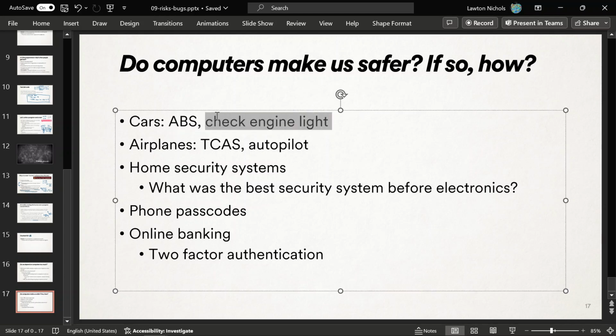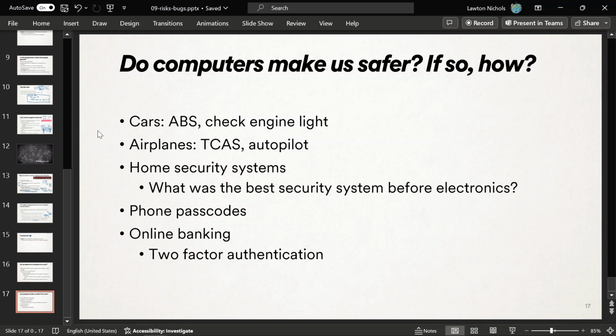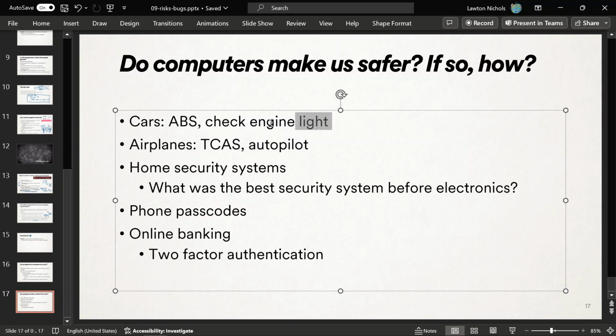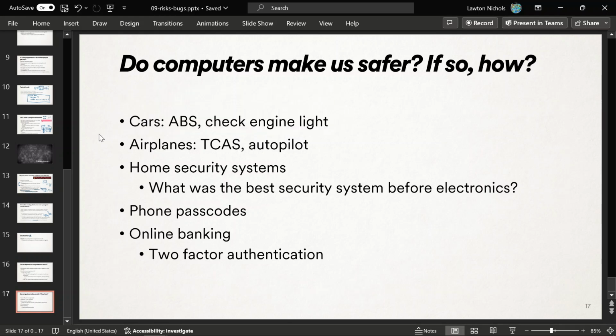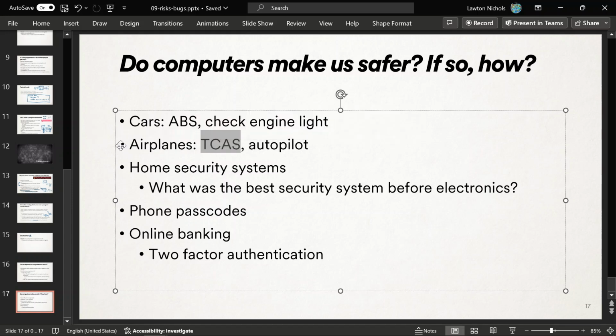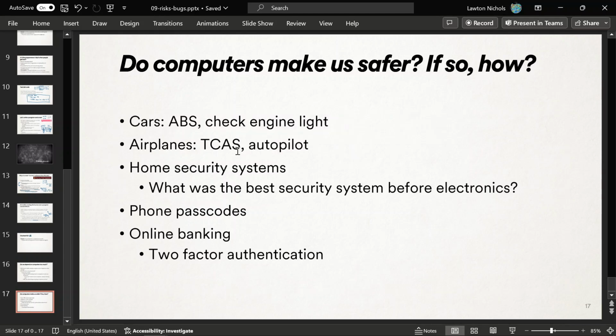Every car these days has a check engine light. That's a little computer running little tests to make sure everything's okay, instead of just your engine blowing up one day, right? So that's really nice that we have that. So it's definitely keeping us safer. Not to mention the whole crash test simulations, maybe that's making us safer in the first place. Airplanes, they have the TCAS system to make sure you don't crash. They have the autopilot system to make sure you don't get so tired that you crash. Nice stuff like that. Making sure that everybody is safe up in the air.